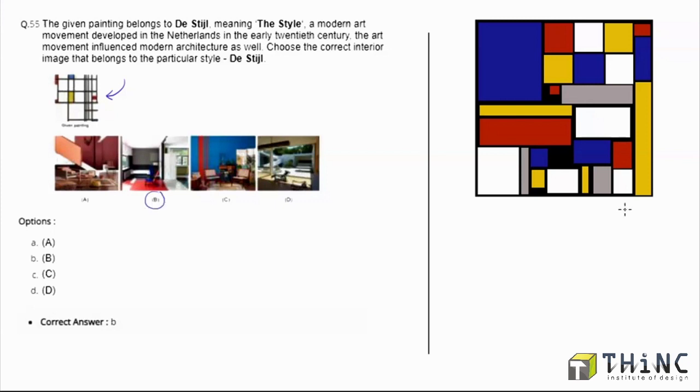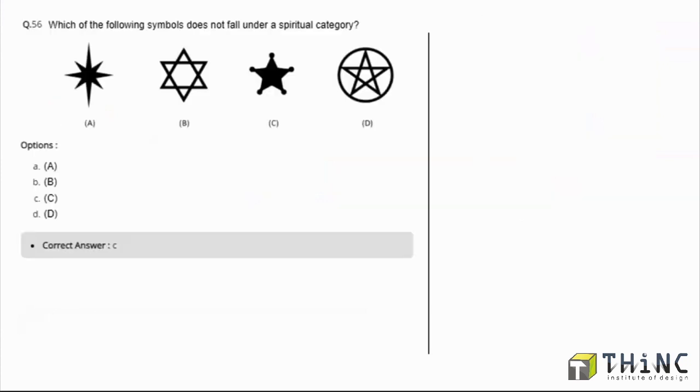If you see on the right side, you can see a typical image which represents the style format. In this style, we have very bright, sharp, contrasting colors used as blocks, and they are arranged. So out of this entire picture, the second one is a type of room or interior which satisfies this type of painting. So the right option for this is option B. Okay, let's move on to the next question.